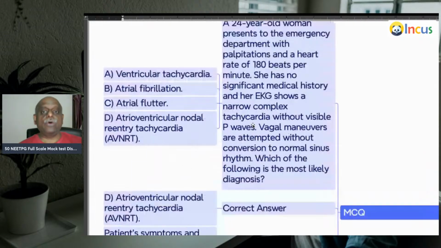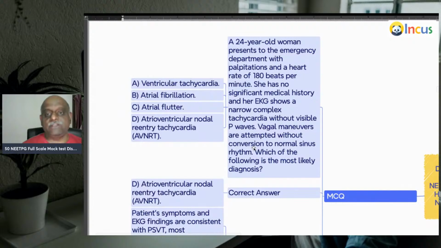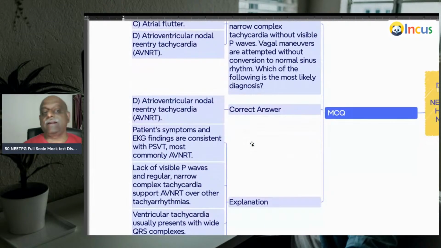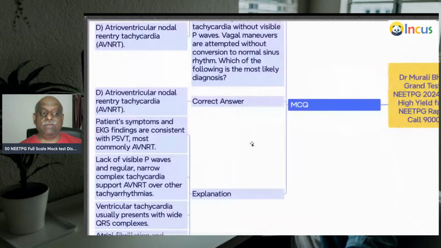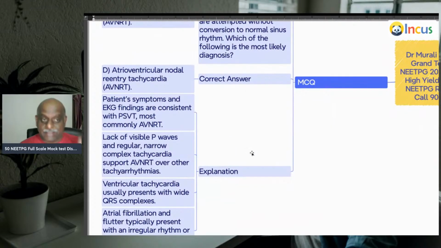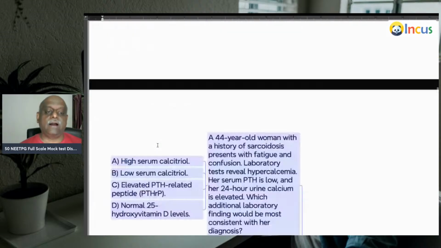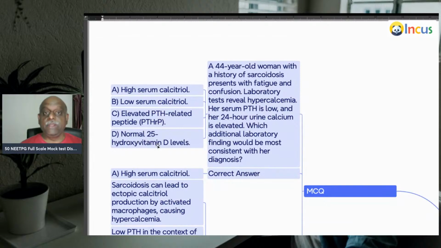Now, a 24-year-old woman comes to the emergency. She has got a narrow complex tachycardia without any visible P waves. Vagal maneuvers are tried. So always, EKG symptoms of supraventricular tachycardia, lack of visible P waves, regular narrow complex tachycardia suggests AVNRT. AV nodal reentrant tachycardia is what you should remember.